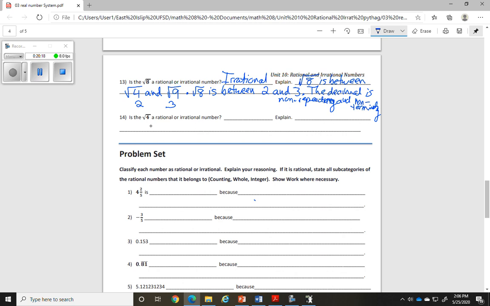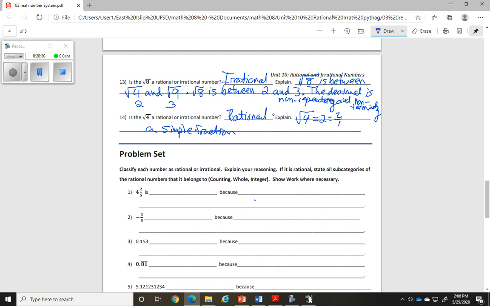The square root of 4. Well, the square root of 4 equals 2, and 2 can be written as 2 over 1. It's a simple fraction. Therefore, it's rational.